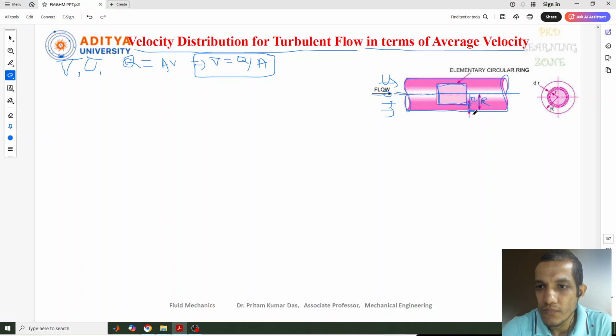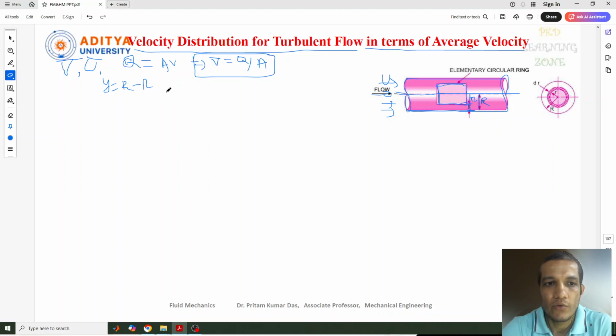So we can write y equal to capital R minus small r. Here capital R is the radius of the pipe, and small r locates the circular ring, which is situated at a height of y from the wall of the pipe.